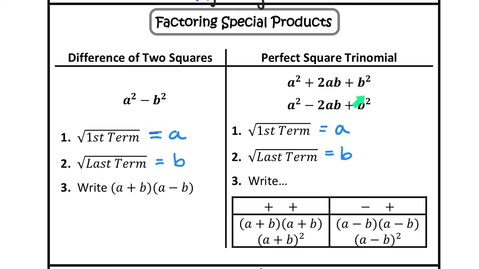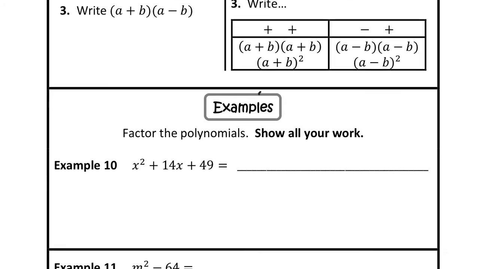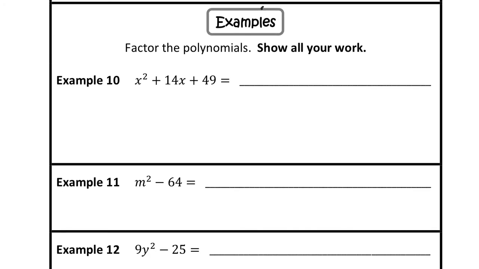And then for a perfect square trinomial, we either write a plus b times a plus b if the equation has two pluses. But if the equation has a minus and a plus, then we're going to write a minus b times a minus b. All right, so again, once we start practicing the problems, then they make a little bit more sense. So let's look at some examples here.